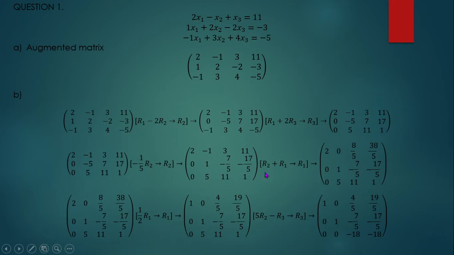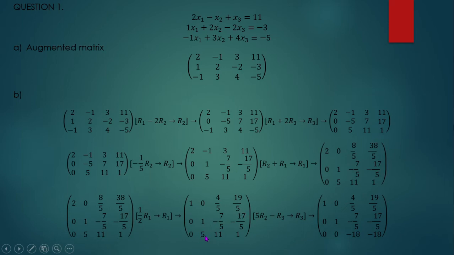And then we want to make -1 into 0, which is easy. We just need to add row 2 to row 1, substitute into row 1. We have 2, 0, 8/5, 38/5. And then next, this is the missed step here. I want to make 1 here. So R1 divided by 2, substitute into R1. We have 1, 0, 4/5, 19/5.